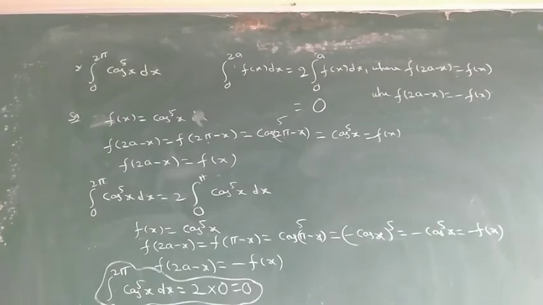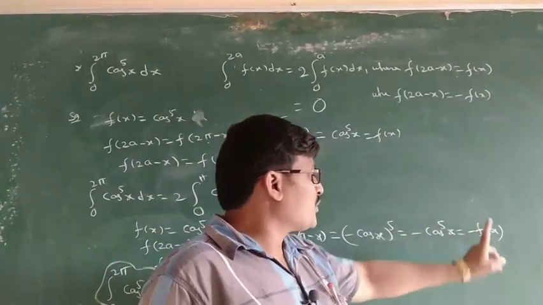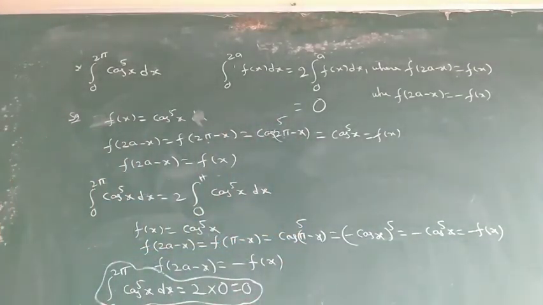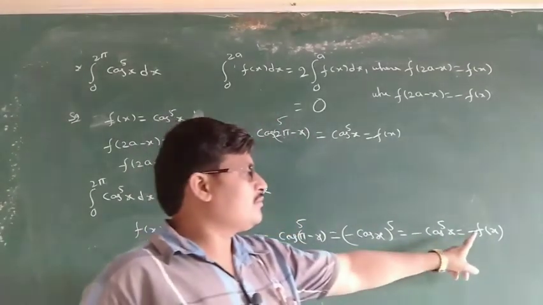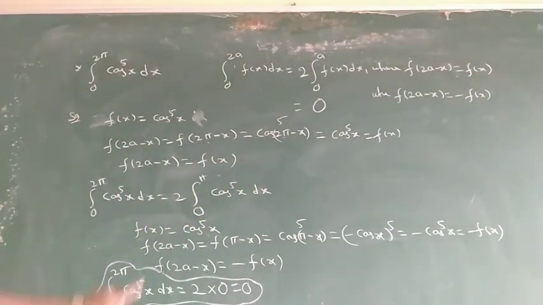So this is also, not minus f of x comes here. Now minus f of x does not come. So again continue the process: 2 into integral 0 to pi by 2. Same procedure.